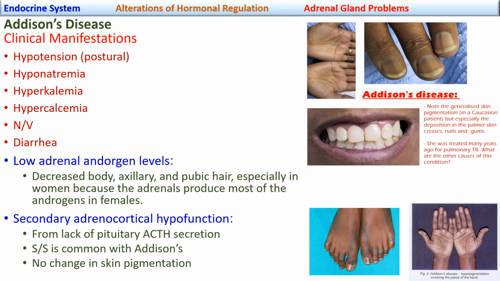Now, vitiligo is the patchy areas of pigment loss with increased pigmentation at the edges. It's seen in patients with primary dysfunction of the adrenal glands and is caused by autoimmune destruction of melanocytes in the skin. In the primary autoimmune disease, the destruction of the melanocytes leads to patchy areas of decreased pigmentation.